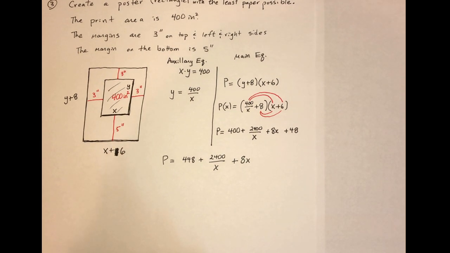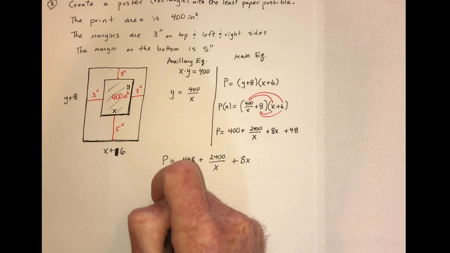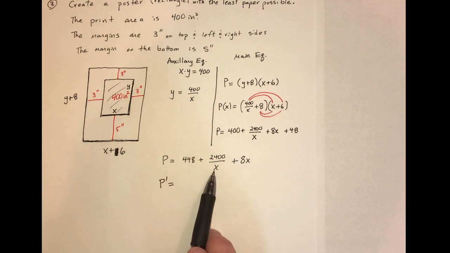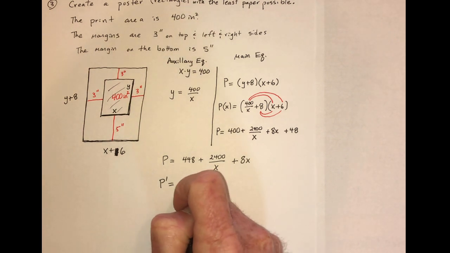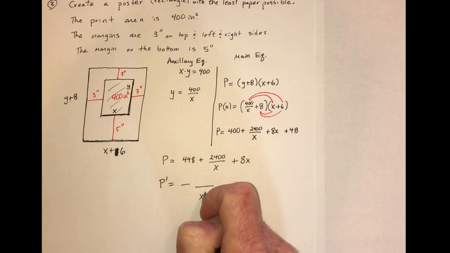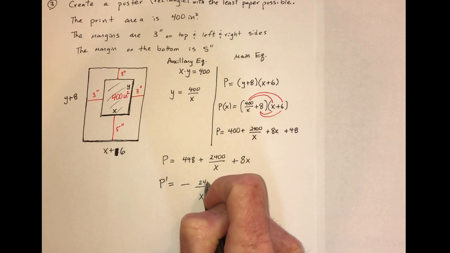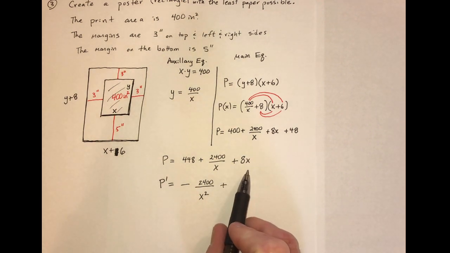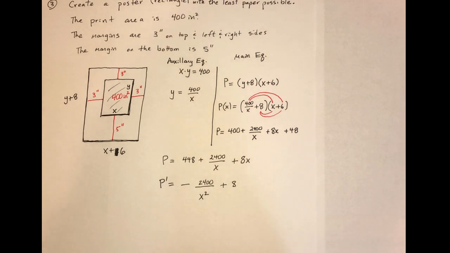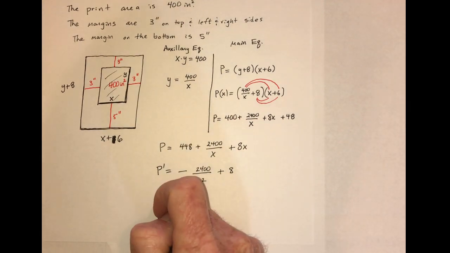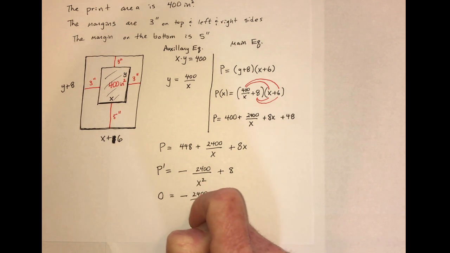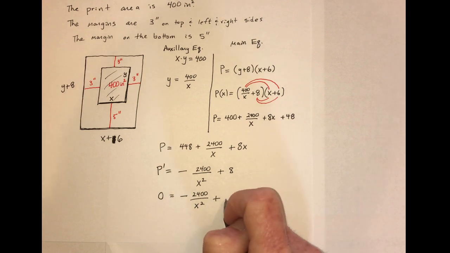All right, now we're ready to take the derivative. So P prime equals, the derivative of a constant is 0. This one, I look at that as 1 over x, and the derivative of 1 over x is negative 1 over x squared, and the 2400 will just stay there. Then the derivative of 8x is an 8. Now set it equal to 0 and solve for x.